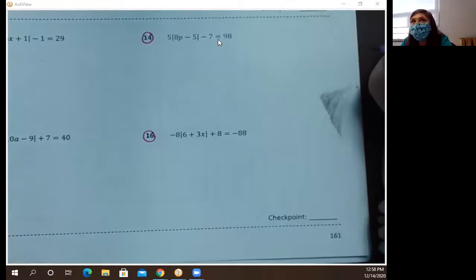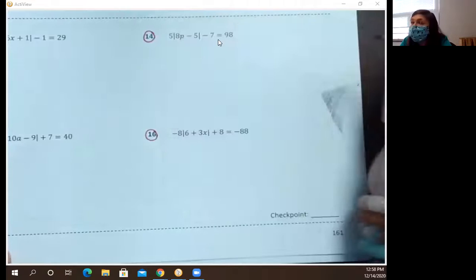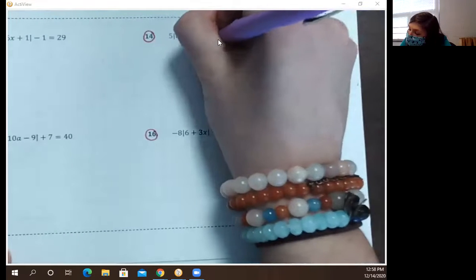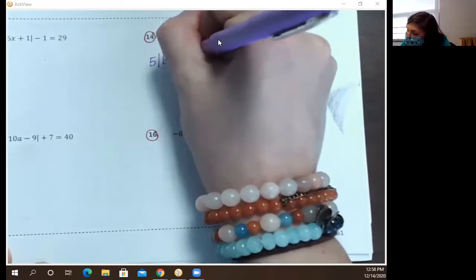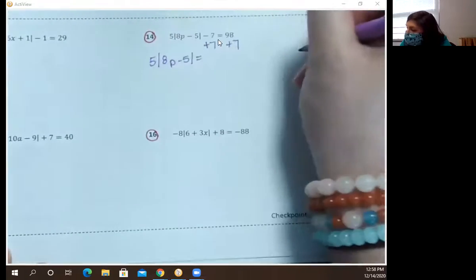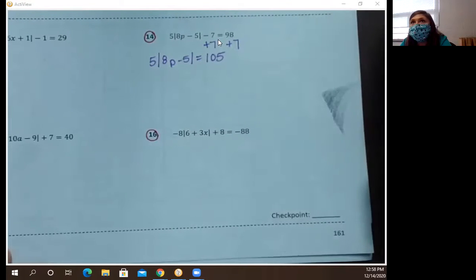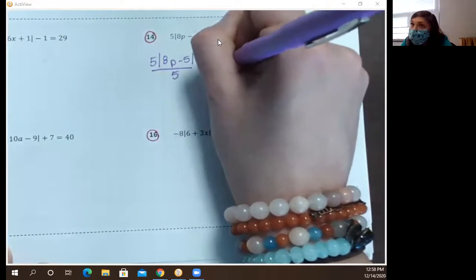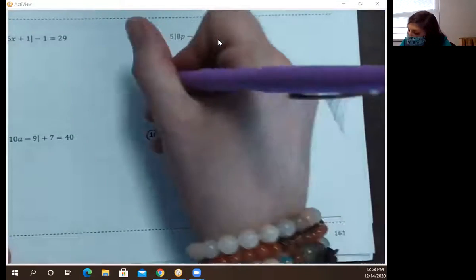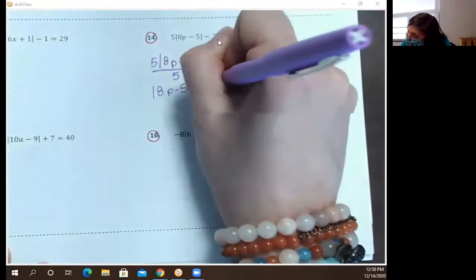So on page 161, number 14, I have to get the absolute value piece by itself. So I'm going to start by moving 7 to the other side. So I have 5 times the absolute value of 8p minus 5 equals 105. Now I have to move this 5 to the other side, so I'll divide both sides by 5. And I have the absolute value of 8p minus 5 equals 21.